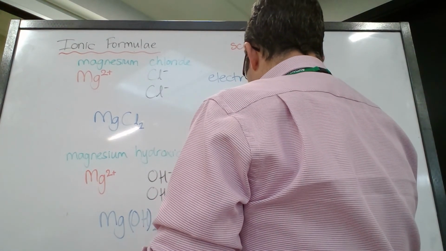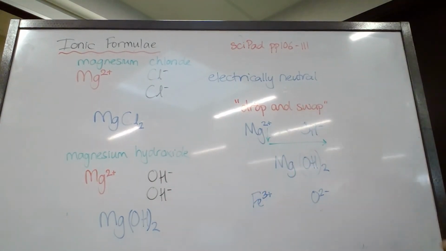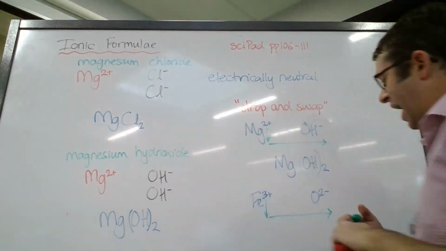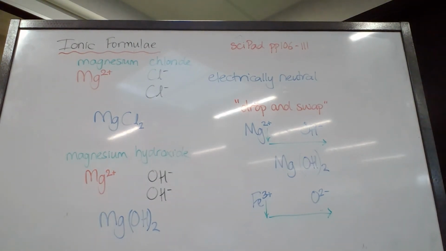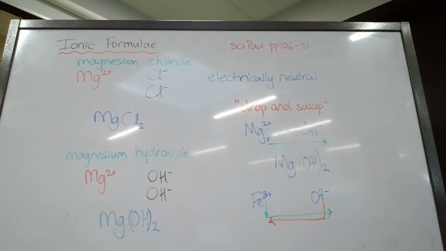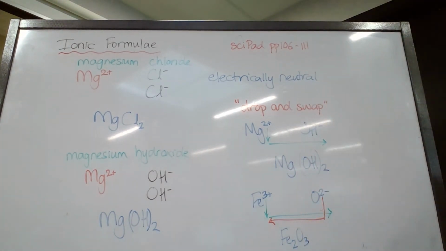So if I've got iron 3, which is one of the ions we've been asked to learn, and oxide, another ion we've been asked to learn, the 3 and the 2 are different numbers. So I drop and swap my 3, and I drop and swap my 2. So I end up with Fe2O3 as my formula for this ionic compound.